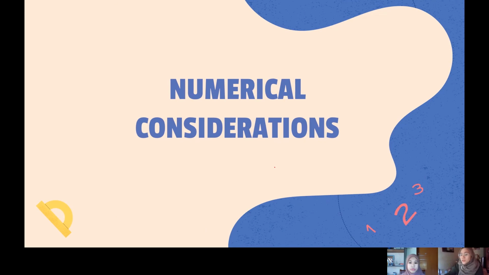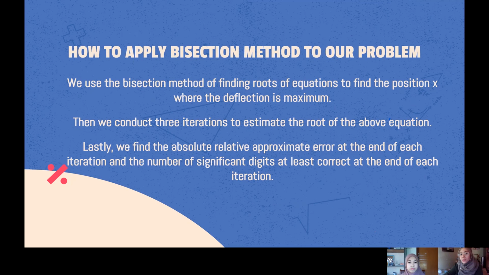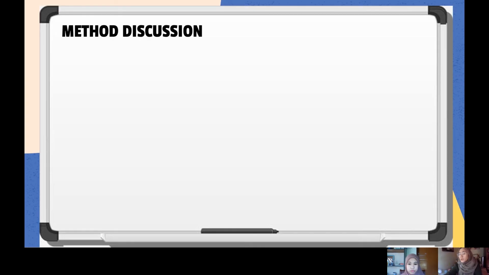Right. Okay, so moving on to numerical considerations, I will start with how to apply it to find the position x where the deflection is maximum. Then we conduct 3 iterations to estimate the root of the above equation. And lastly, we find the absolute relative approximate error at the end of each iteration and the number of significant digits at least correct at the end of each iteration. So I will start with the method discussion.